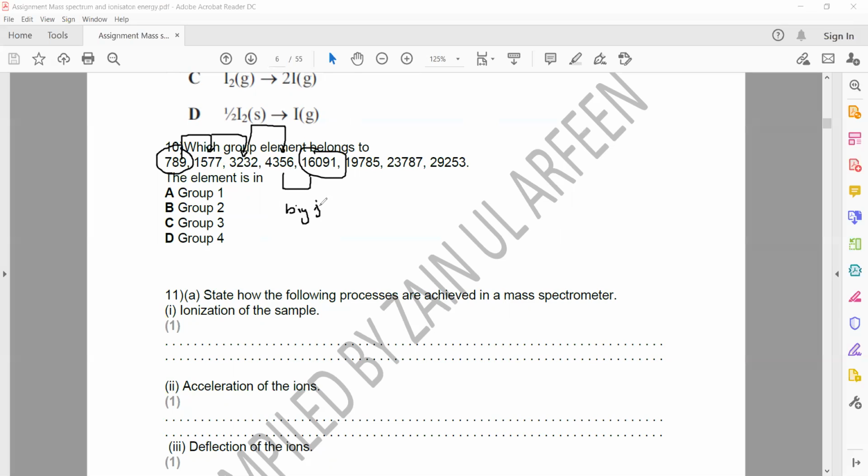If there's a big jump, what idea does that give you? It shows that the shell changes. So how many electrons are there in the last shell? Four ionization energies are approximately twice each other, but then there's a big jump. When there's a big jump, it shows that the shell changes. So if the shell changes, how many electrons are in the last shell? 1, 2, 3, 4. So it belongs to group 4. Is it clear?